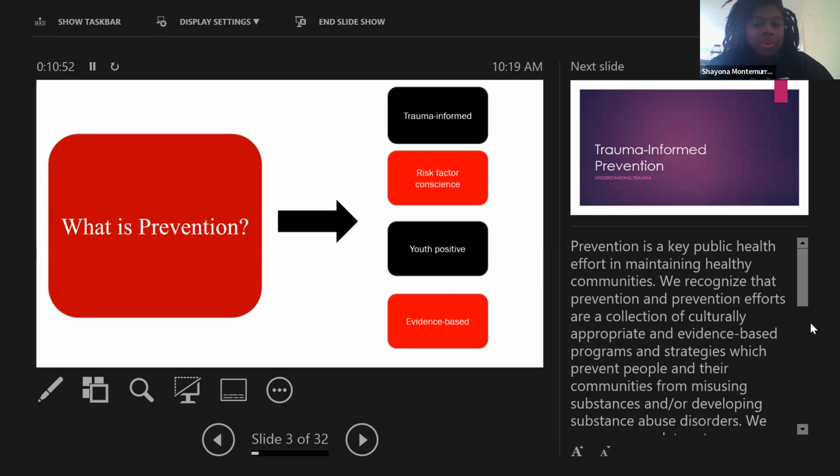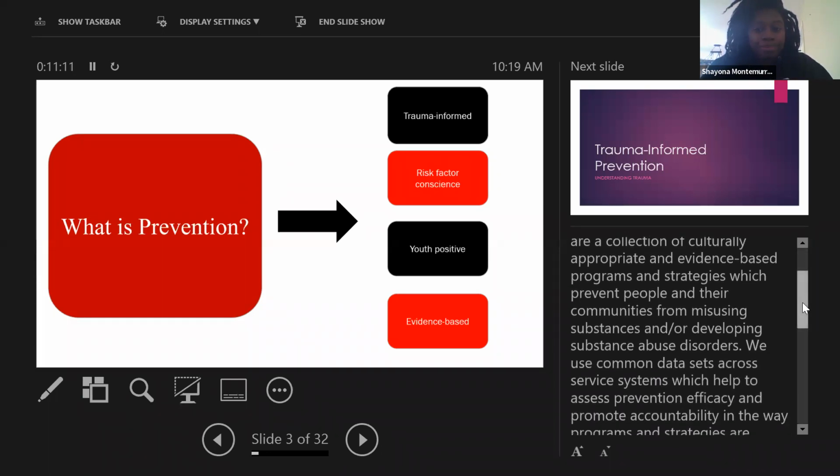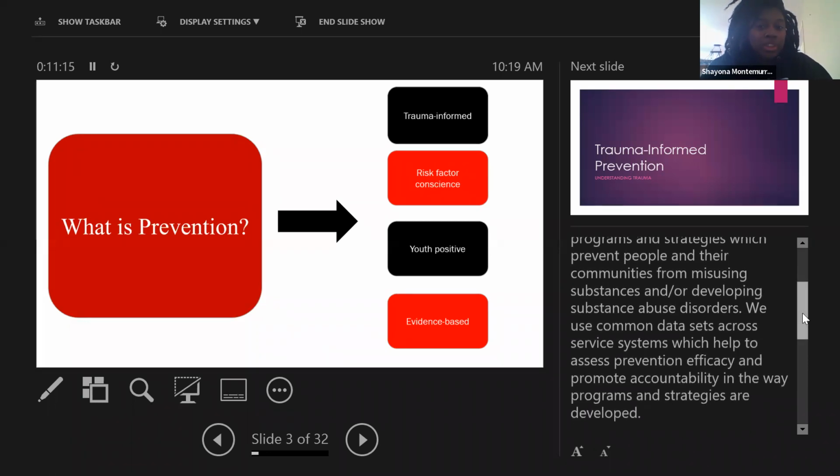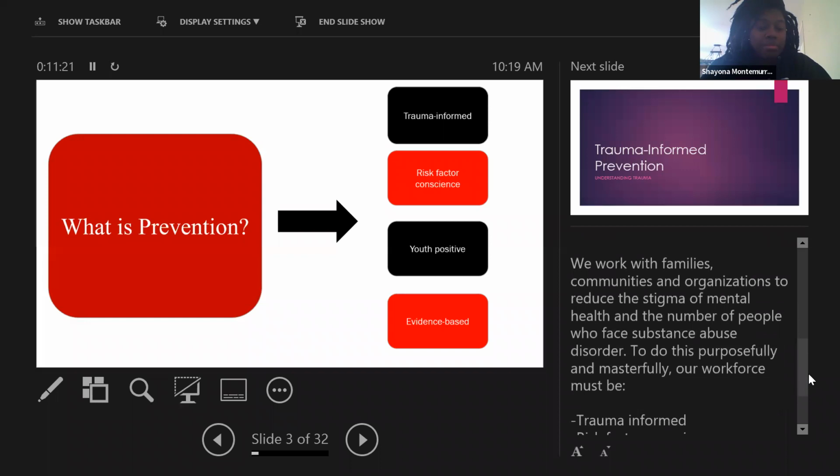We recognize that prevention and prevention efforts are a collection of culturally appropriate and evidence-based programs and strategies, which help people prevent their community from misusing substances or developing substance abuse disorders, as well as gambling disorders and other addictive disorders that may occur. We use common data sets across service systems, which help us to assess prevention efficiency and promote accountability in the way that our programs and strategies are developed.